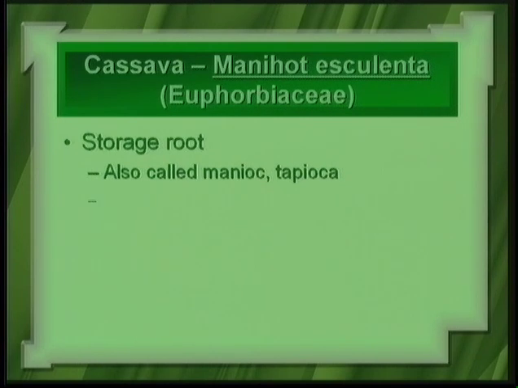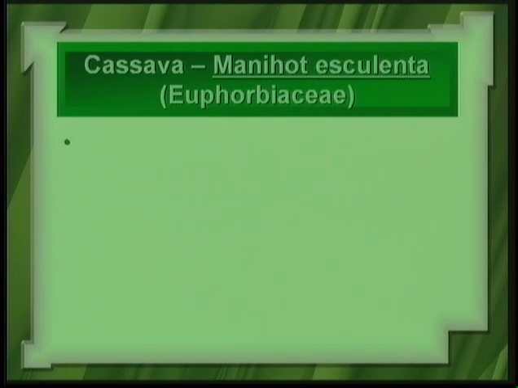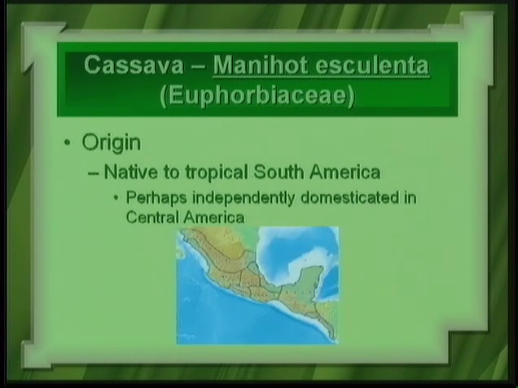And this is very important. It's actually fourth as a source of calories for people in the tropics. Very important plant. So how did it come about? First, it was native to tropical South America, even though some people think it might have been domesticated in a different area as well, in Central America or Mesoamerica. So remember, this is one of two crops that perhaps were independently domesticated in Central America and South America, independent of each other. Cotton is the other one.